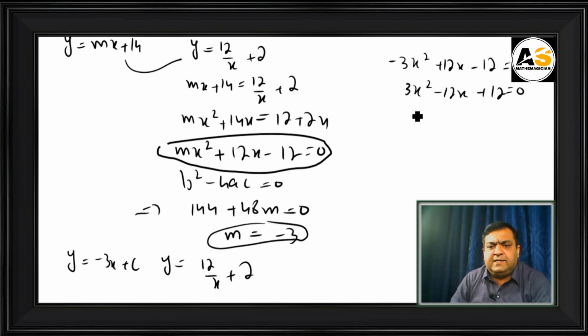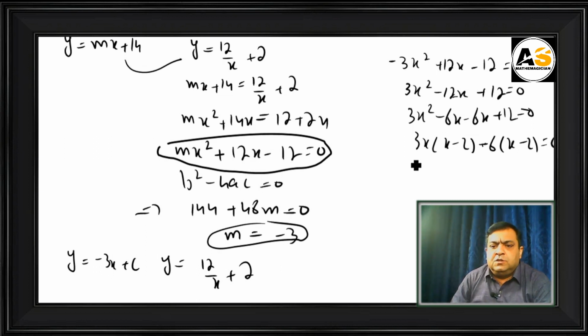We will solve for x. 3x² − 6x − 6x + 12, and this will be 3x into (x − 2) − 6 into (x − 2), so (3x − 6) into (x − 2), and we will get both values of x as 2 by putting x equal to 2 over here.